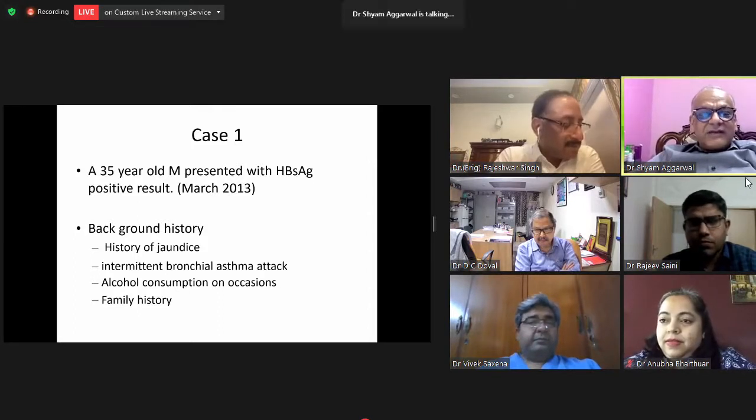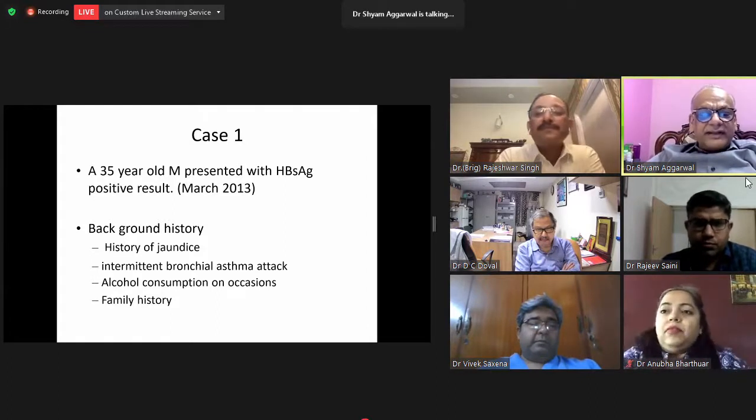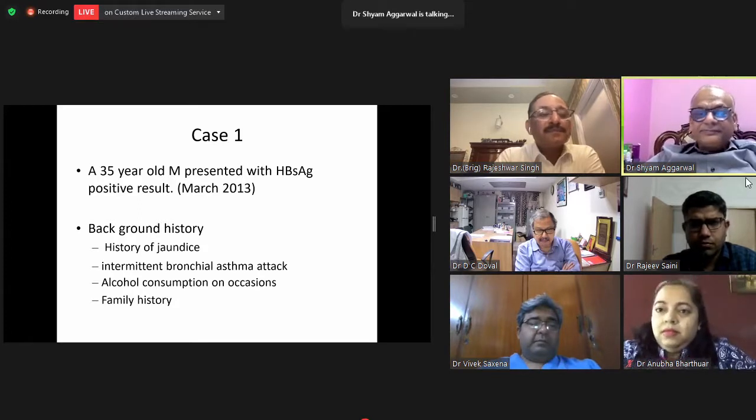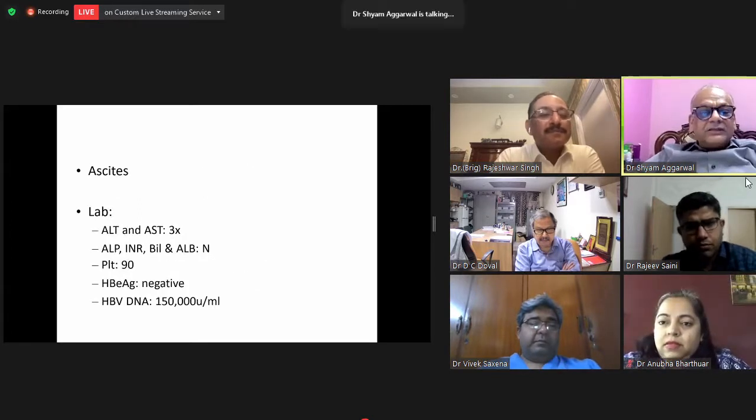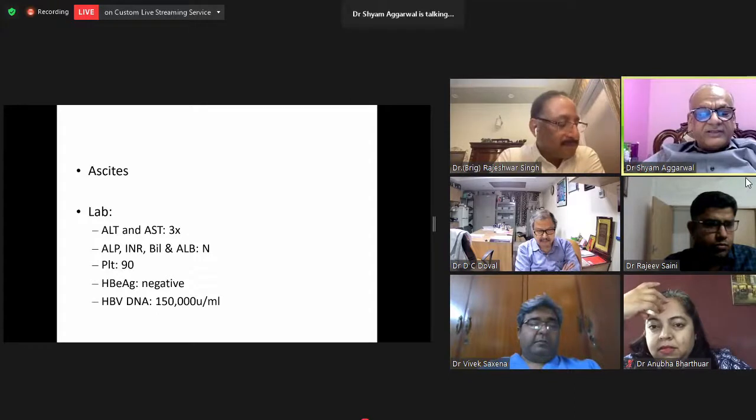This is a young patient, 35 years old, HBsAg positive in 2013, with some background history of jaundice. Otherwise okay. Next, please. There is mild ascites, and the ALT and AST are 3 times elevated. Bilirubin and albumin are normal. Platelets are 90,000. And HBV DNA is pretty high, as you can see here.